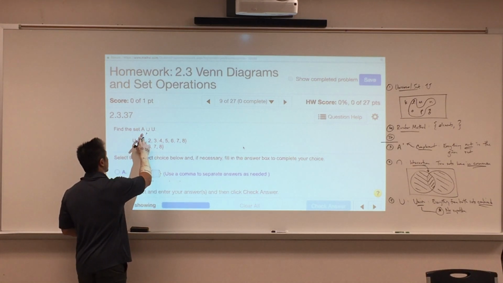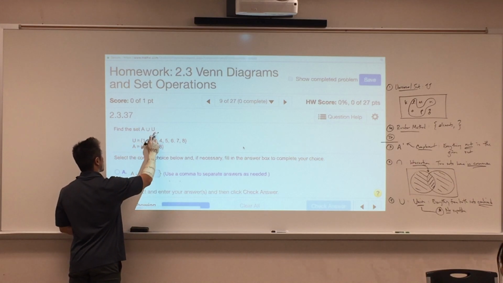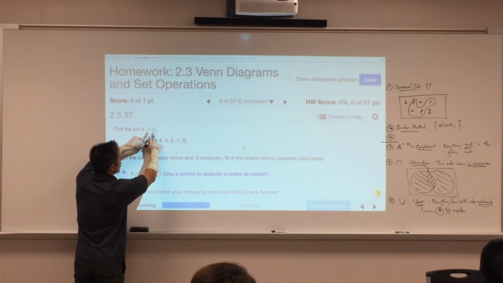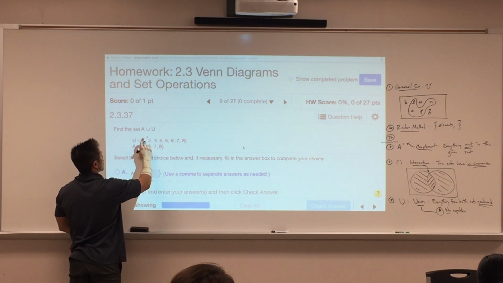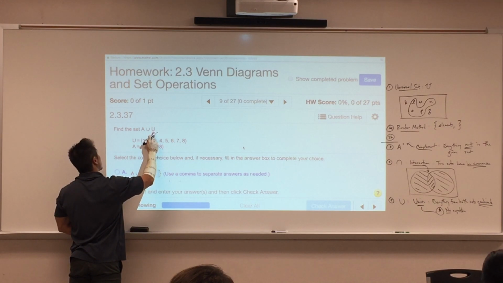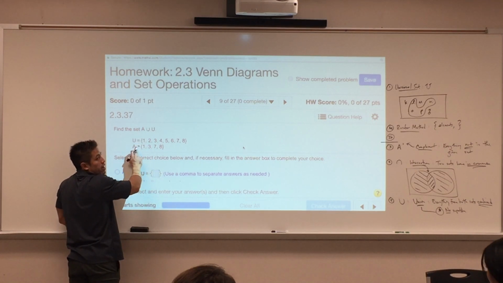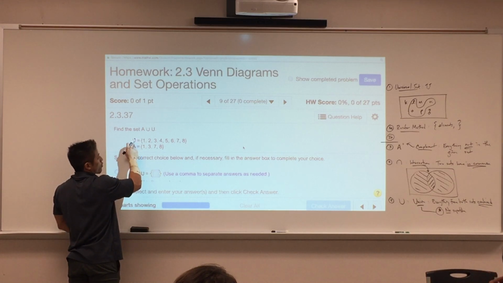It says A union the universal set. Look at the subtlety there. They are different, like we noted before. So this is saying everything in A, everything in the universal set combined into one without repetition. I don't need to write anything else out. I've got everything I need. I've got A exactly. They didn't ask for A complement. I've got the universal set.